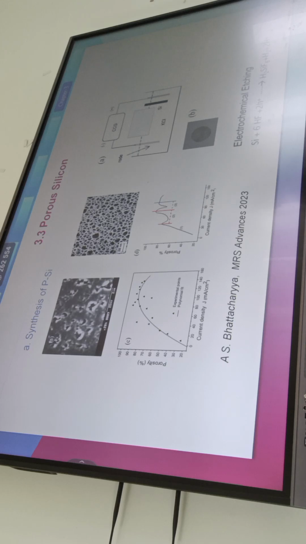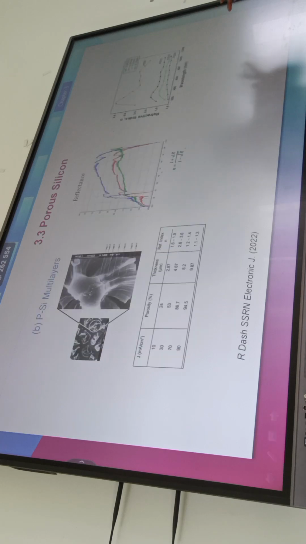Actually, like we have taken it as two layers, and the next one is the second layer coating. This is the etching. Then the next one is the same thing. That is multi-layers. We have 7 layers.